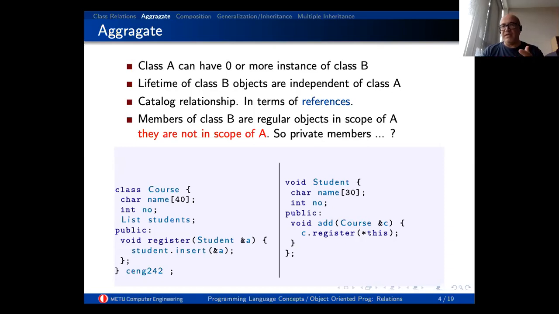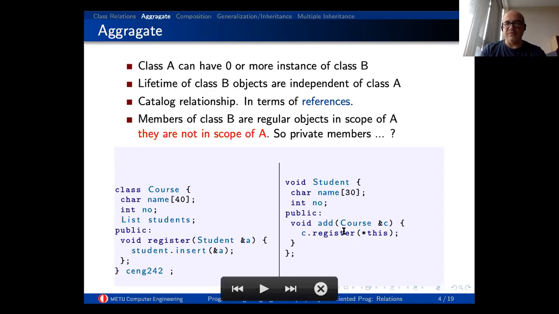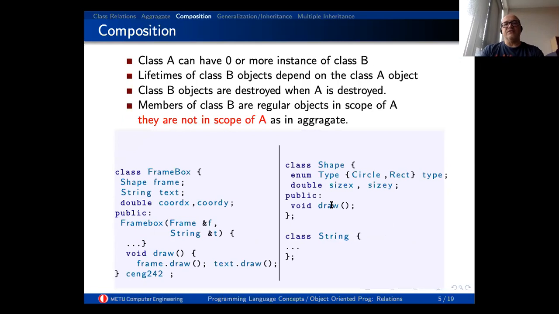But we mark them as dependent because they are using each other's interface, one, the other, or the other way around. So in this way, for example, the student is going to use C.register and so on. As long as you keep interfaces, nothing is much important, but if interface change, you should update the other class.